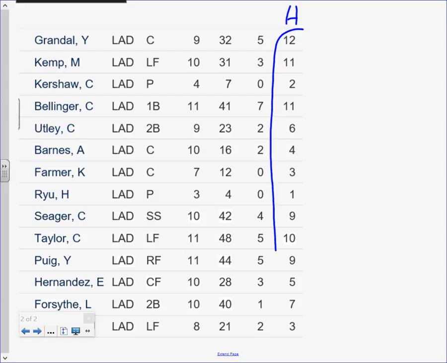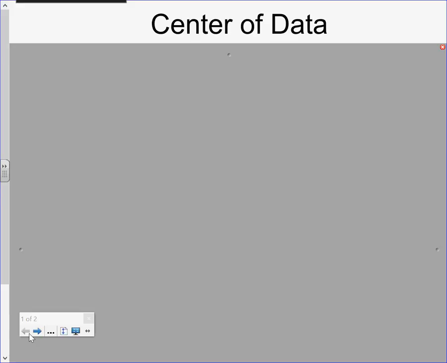Okay? You don't have to draw this or copy this. We're going to do it right now. But before we get into hits, let's go ahead and define a few words.